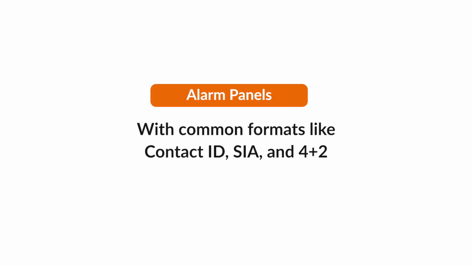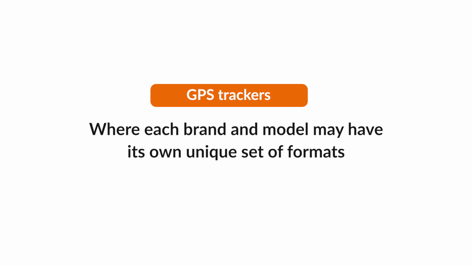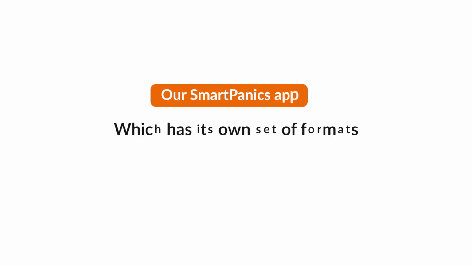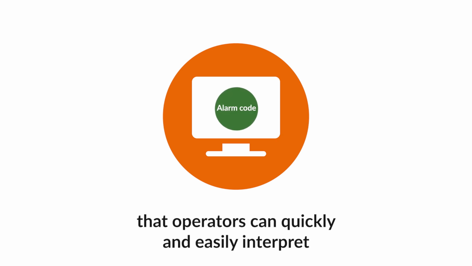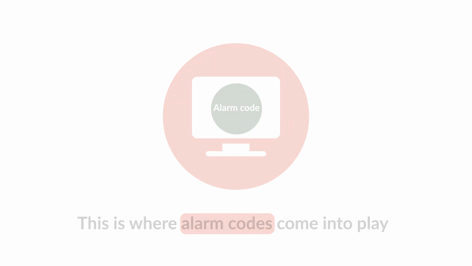This could come from various sources: alarm panels, with common formats like Contact ID, SIA, and 4+2. GPS trackers, where each brand and model may have its own unique set of formats. Our SmartPanix app, which has its own set of formats, and many others. The platform then needs to translate these raw codes into a readable format that operators can quickly and easily interpret. This is where alarm codes come into play.